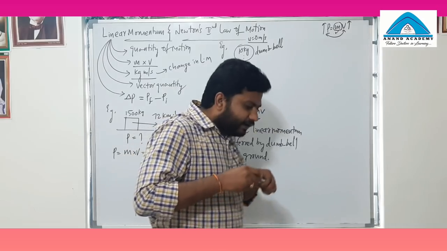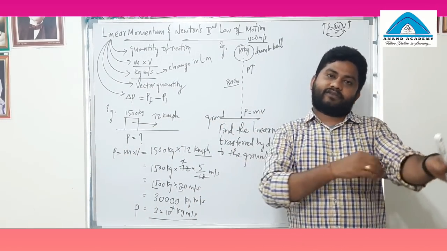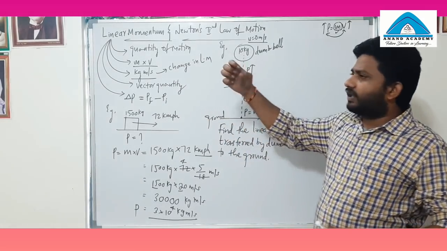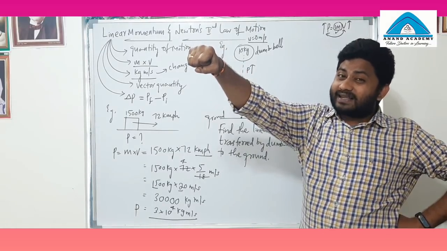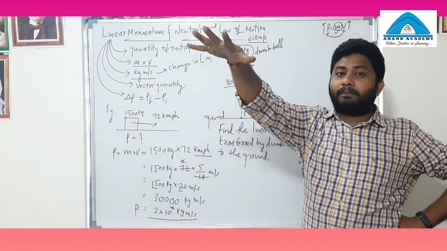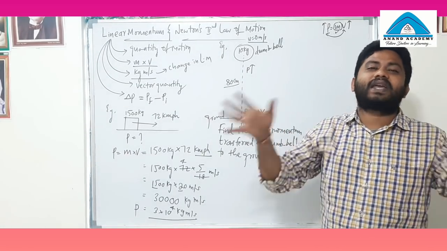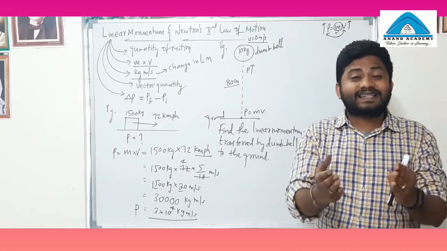Find the linear momentum transferred by the dumbbell to the ground. Imagine you have a ground which is covered with a glass surface. Listen to me carefully. I have a similar case of a dumbbell of 10 kg here. Your ground is covered with the glass surface. If I drop this dumbbell, what happens after some time? Definitely the glass will break on the ground. Yes or no? 100% it is yes. Why?